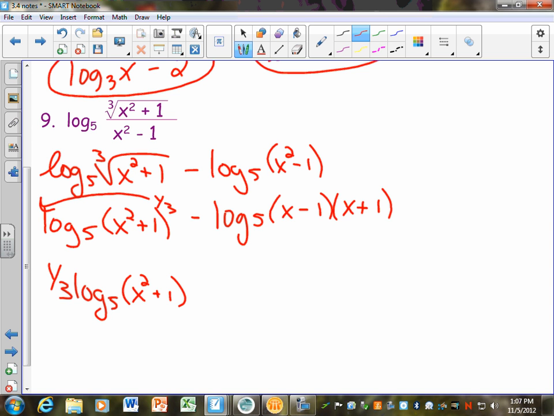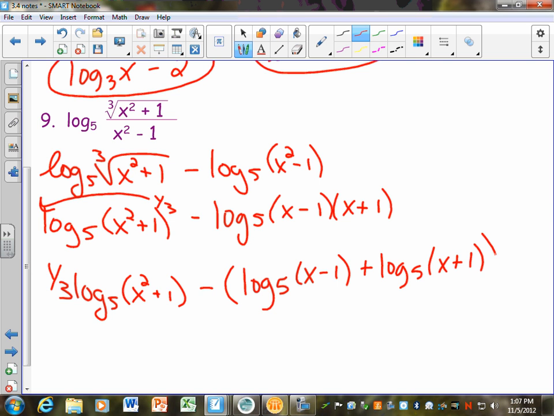So I could actually break this up, but I'm going to show a little in-between step here. Don't forget there's a minus in front of this, so I'm going to put a parenthesis around that, because I'm subtracting the whole thing. I could break it into log base 5 of x minus 1 plus log base 5 of x plus 1, because multiplication goes to addition.